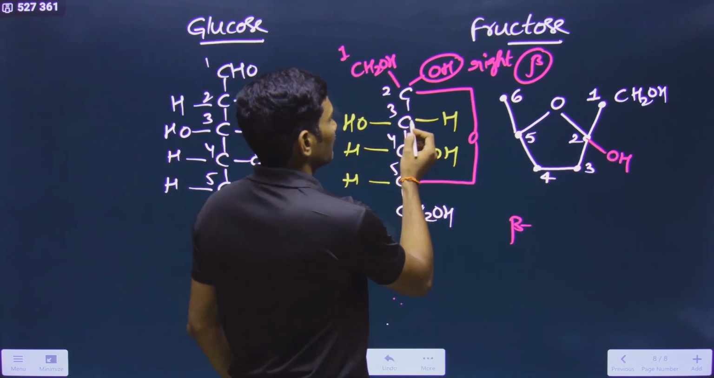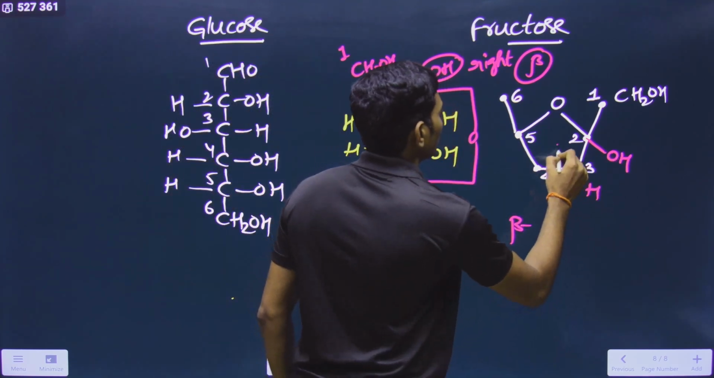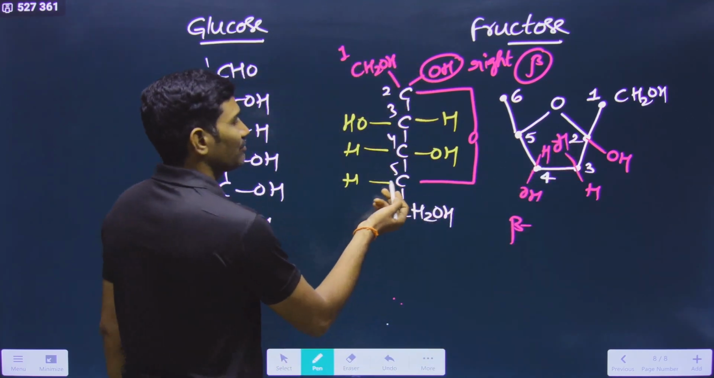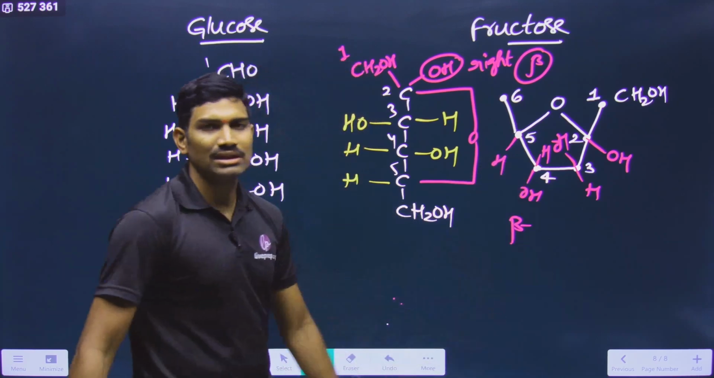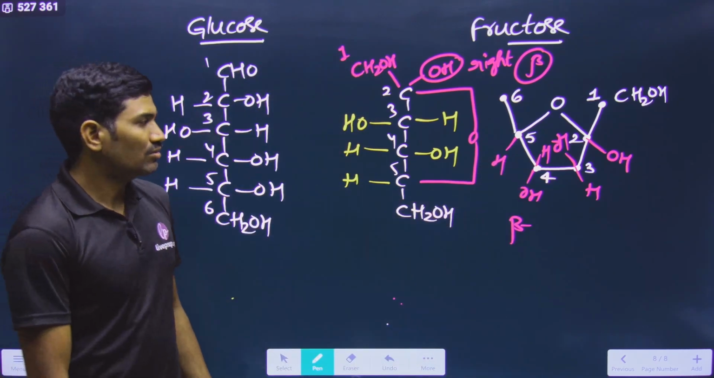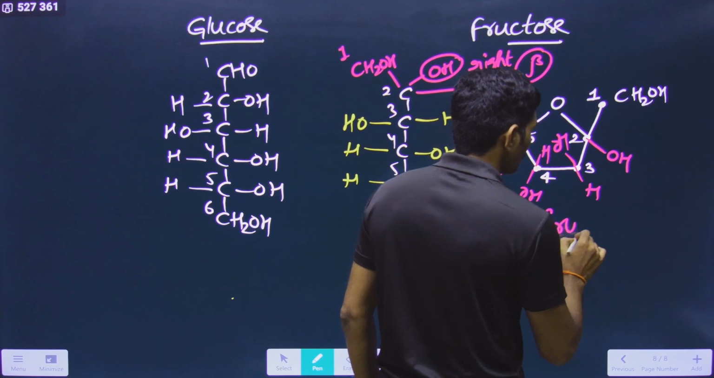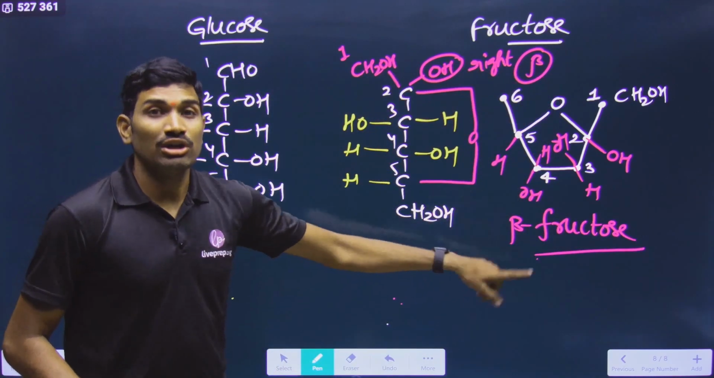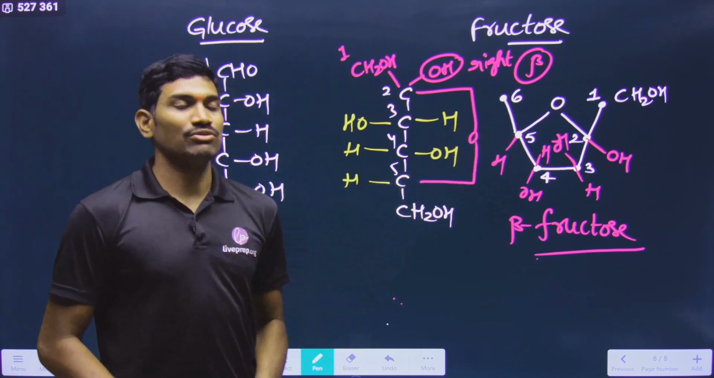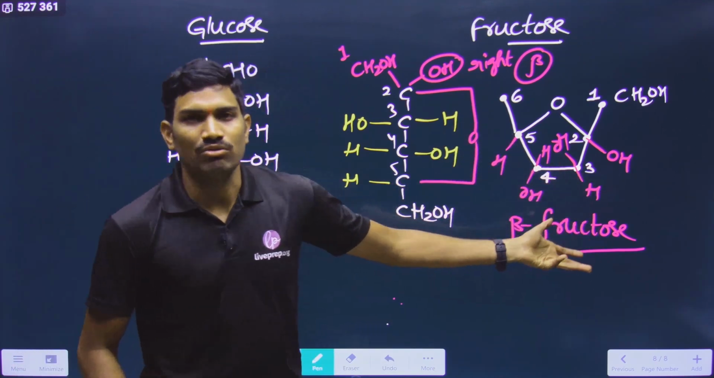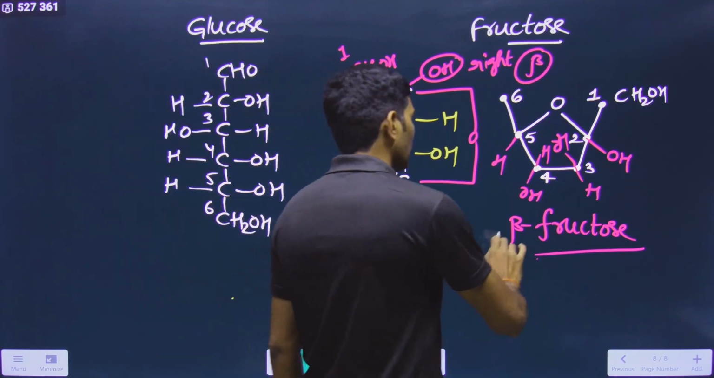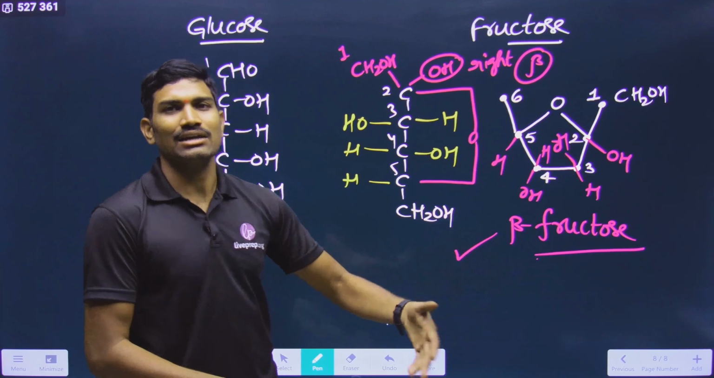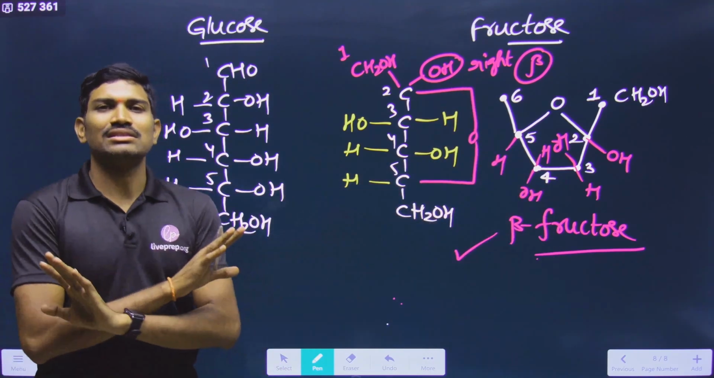Understood? For the remaining, for the third carbon, H below, OH above. For the fourth carbon, OH below, H above. For the fifth carbon, anyhow it is in the ring, so this hydrogen you can directly write. This is how you write it. So now this will be beta fructose. But this is beta fructofuranose, because we use the furan ring. This is the beta fructofuranose. So this is how we write the fructose structure. In this way, generally we write the glucose, fructose, galactose, and mannose structures. With this, these structures are completed.